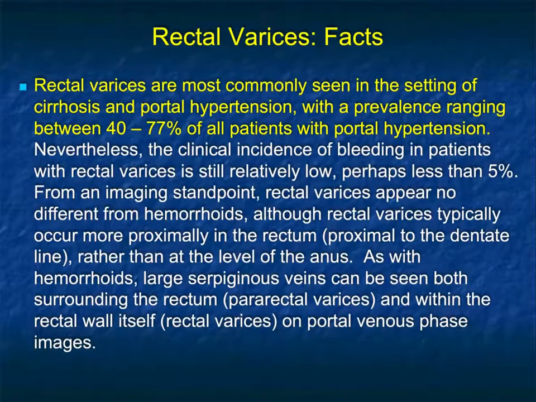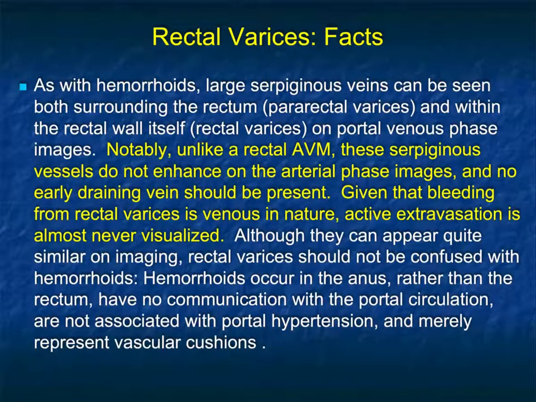Hemorrhoids at times can be confused with varices, but the large serpiginous veins can be seen around the rectum and rectal wall. Again, venous phase is best, but it can be somewhat of a challenge at times. Notably, unlike a rectal AVM, these serpiginous vessels do not enhance on the arterial phase images, and no early draining vein should be present. Given that bleeding from rectal varices is venous in nature, active extravasation is almost never visualized.